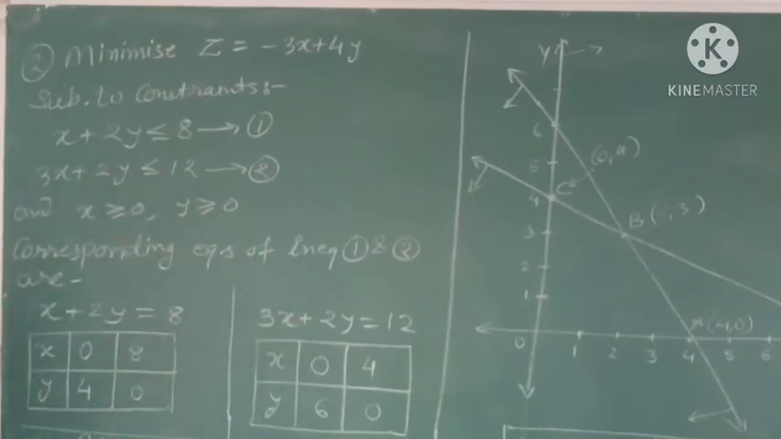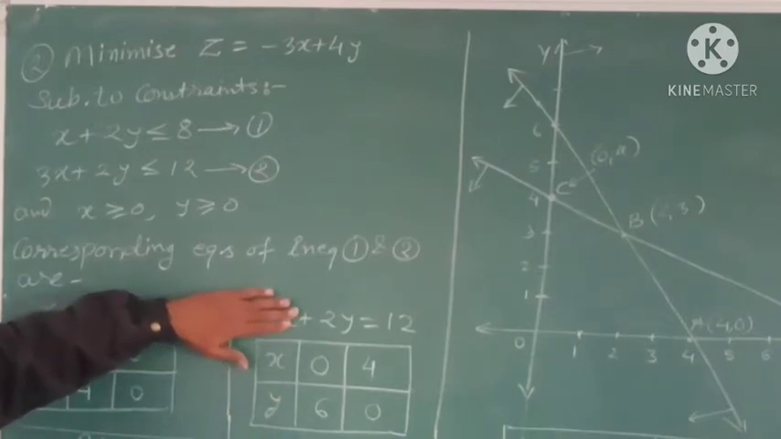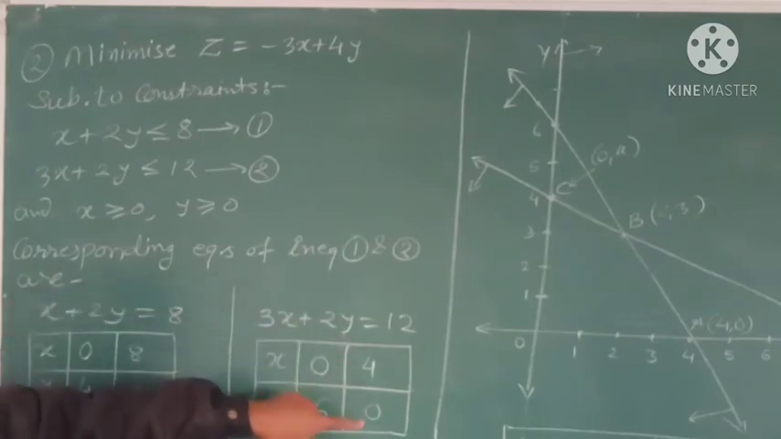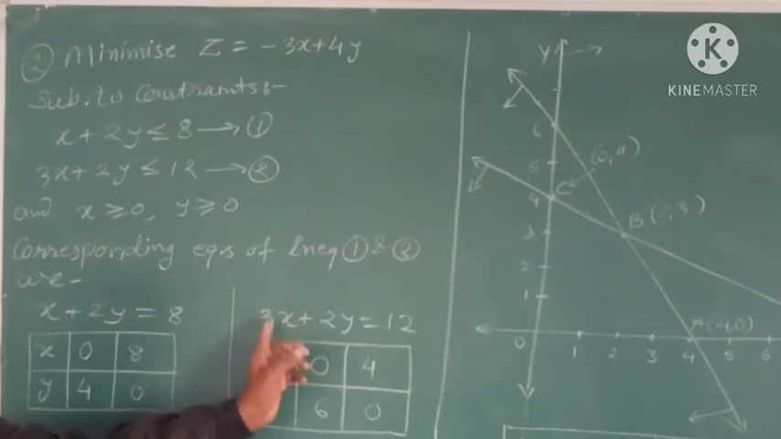Now make a table for equation number 1. When we put x equal to 0, you will get 2y equals 8, which means y equals 4, and when you put y equal to 0, you will get x equals 8. Same here: when you put x equal to 0, then 2y equals 12, meaning y equals 6, and when we put y equal to 0, you will get 3x equals 12, or x equals 4. Now draw its graph.